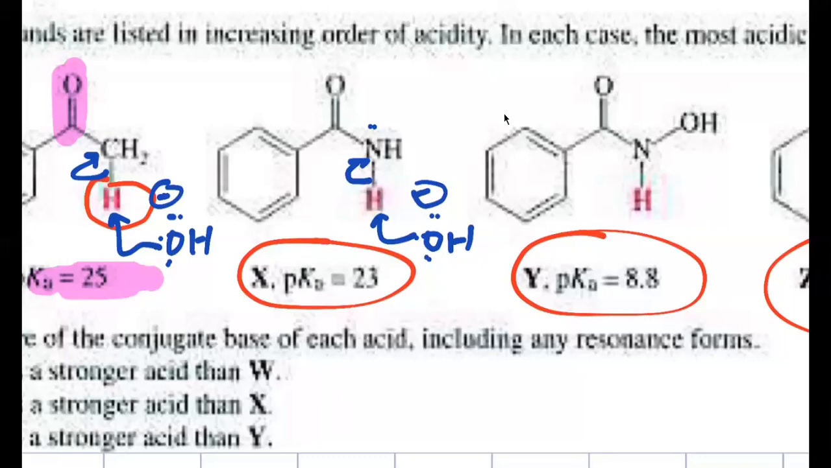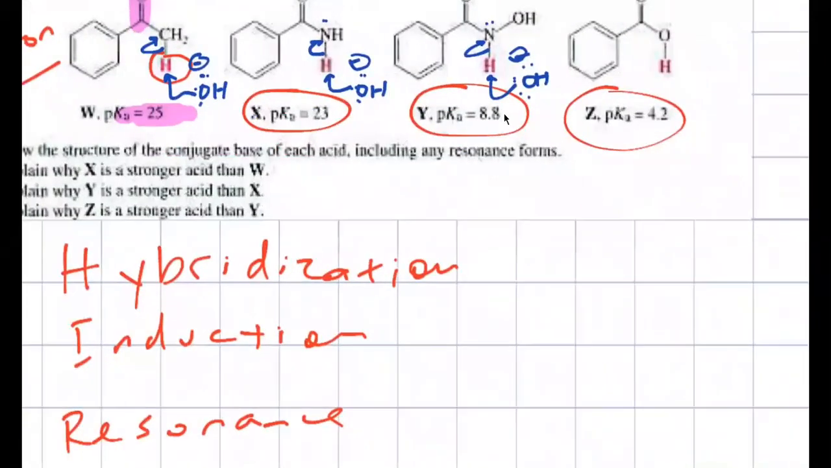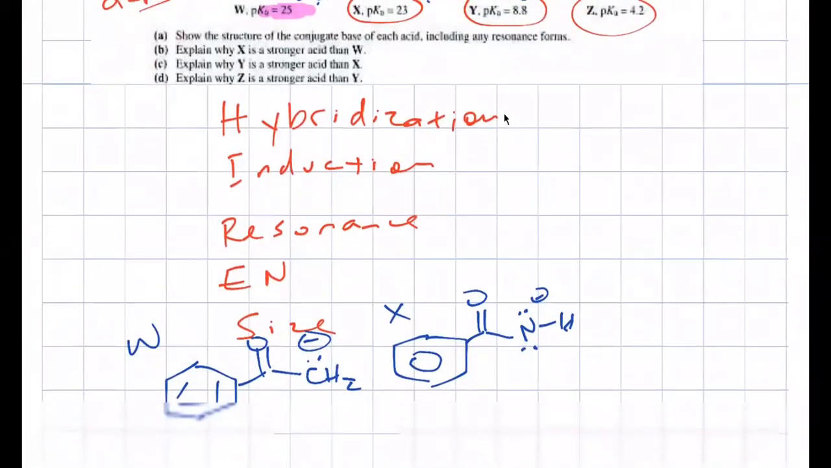Yeah, so we're going to do the same thing for Y, right? We're going to put in a base, a generic base. And then, boom, this is coming here, and then this is coming here. And keep in mind that already has a lone pair, right? So this is going to be the conjugate base for Y.